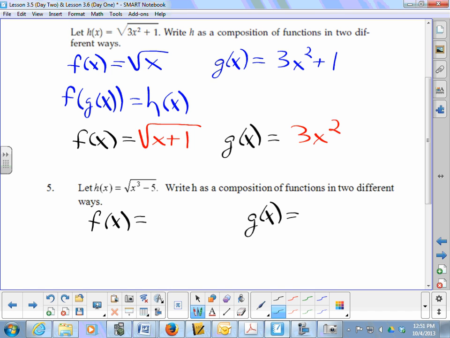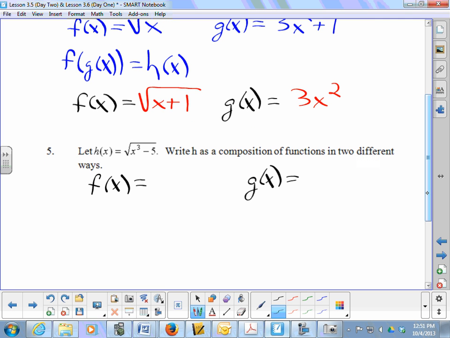And like I said, one way, you always want to utilize the parent function. Mackenzie, you got one? No? Zach, you got one? F of x equals the square root of x, and g of x equals x cubed minus 5. Okay. All right. There's the most basic one. Use the parent function, square root of x, and what's under it is my g of x. Good.